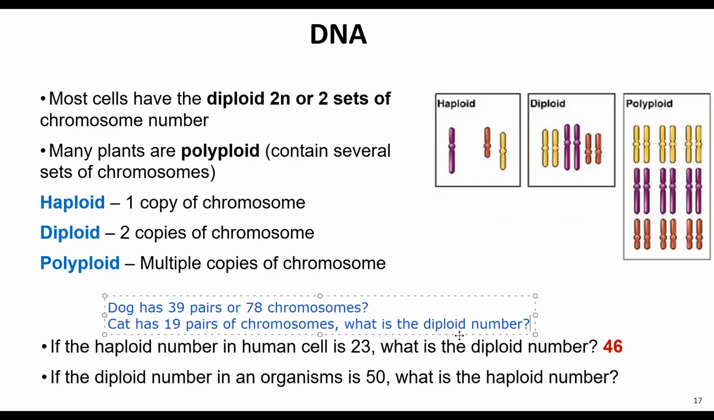I'll give you one last example. Give me one moment, I'm trying to see if it is showing the diploid, if it is giving me 46 for human beings. Okay.